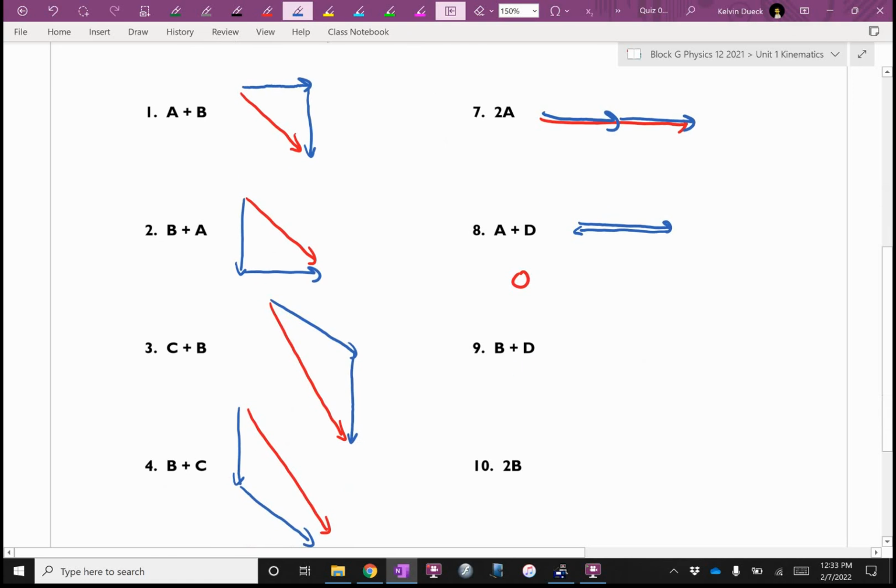B plus D. Okay. B plus D. Now, I don't know if you saw what I did. I started to draw right here, but I said, oh, wait a minute. D wants me to go to the left. I need to move over. I'll do B over here so I have enough room to go tip to tail to the left.